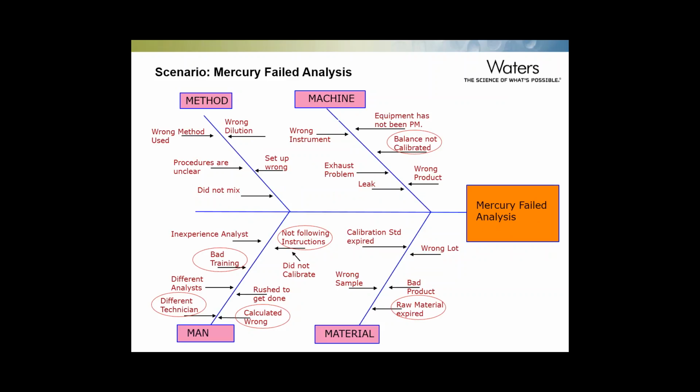So, you circle a bunch and you're saying, okay, they're not following instructions, right? For the concentration we're looking at, the calculation was wrong. We had a different technician. It could be bad training, not following instructions. Raw material might have expired. The mercury raw material might have expired. Okay, so you've identified these.